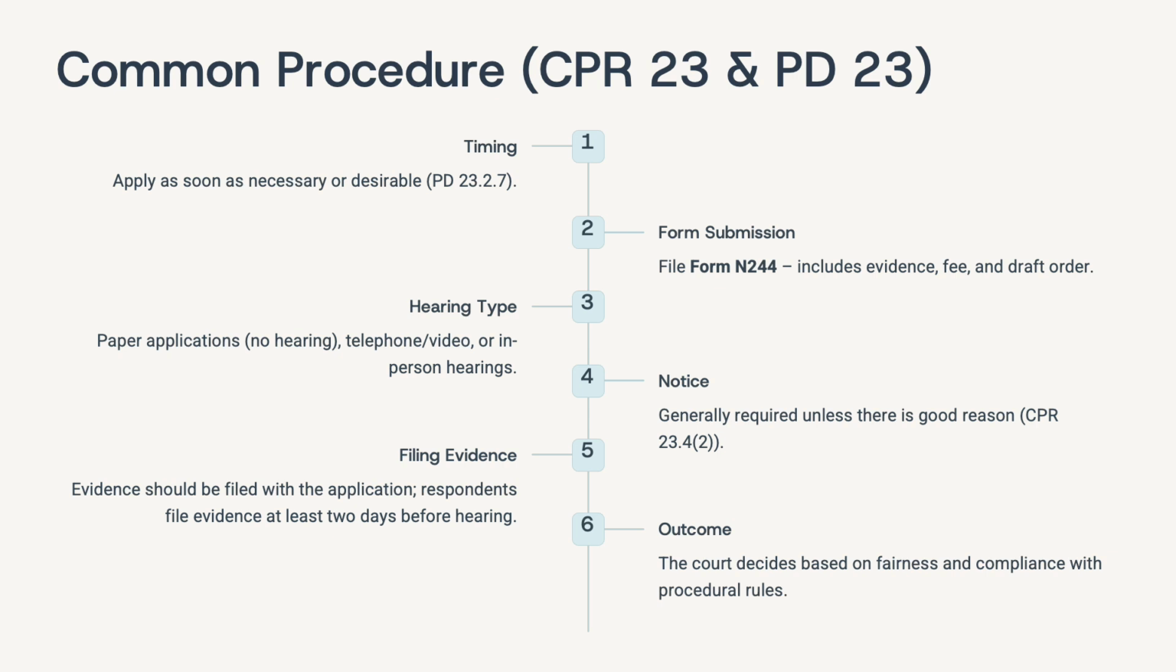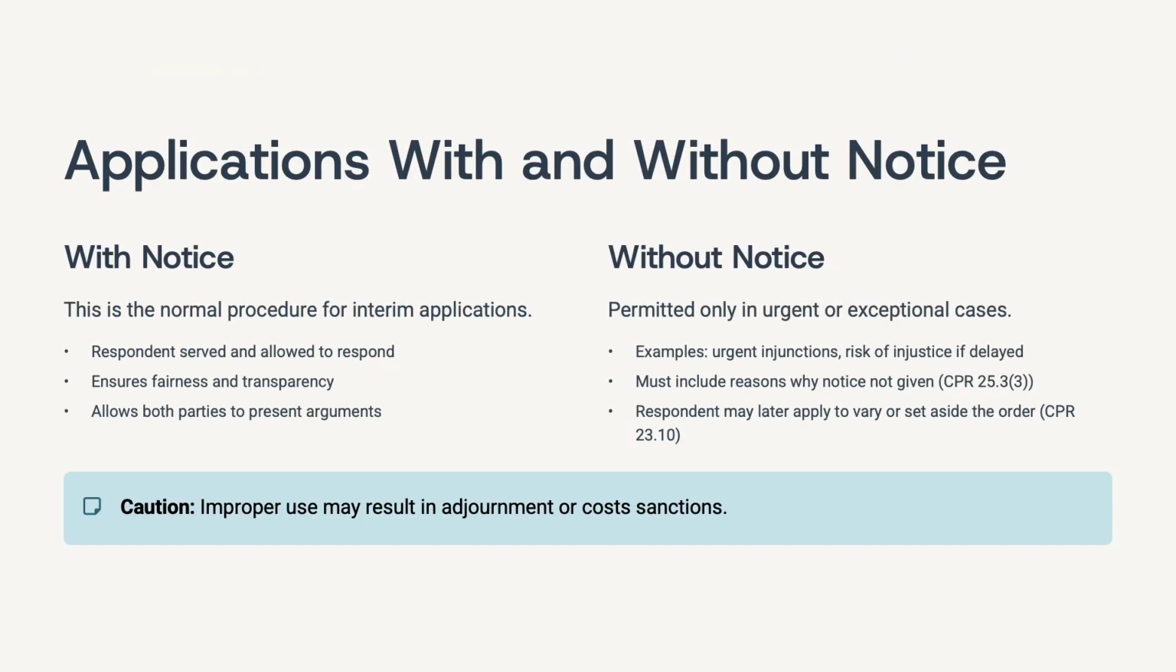Everything is in order, and that's a good practice, and you survive. Another thing is application with and without notice. Sometimes, in some cases, we need something from the court, an interim order, without telling the other party, without giving notice. So, application without notice. Most interim applications are with notice, meaning the other side is informed and both parties have the opportunity to be heard.